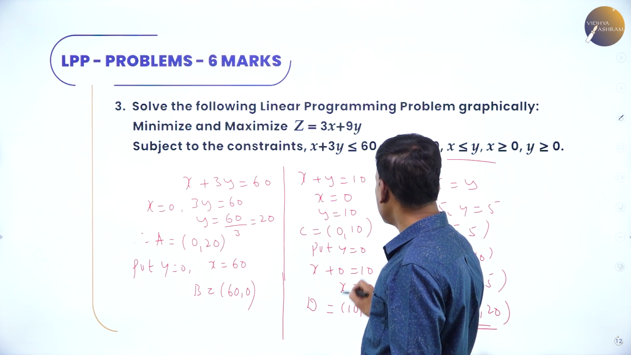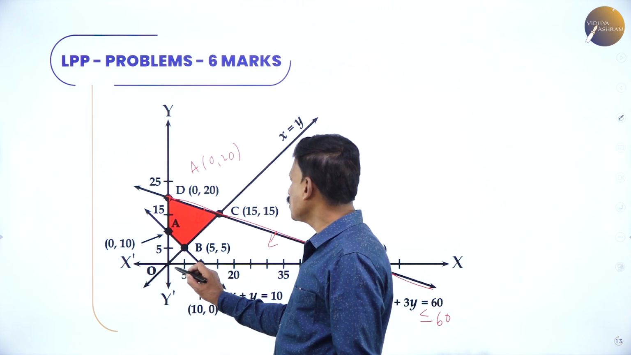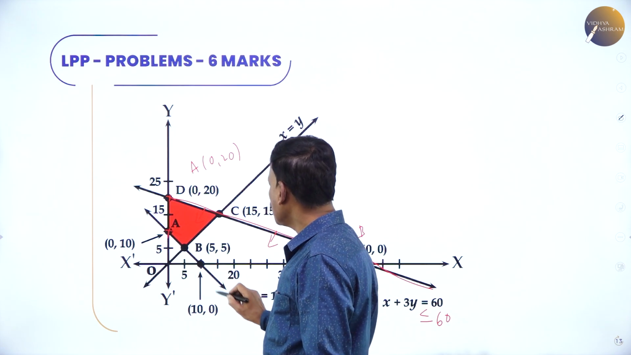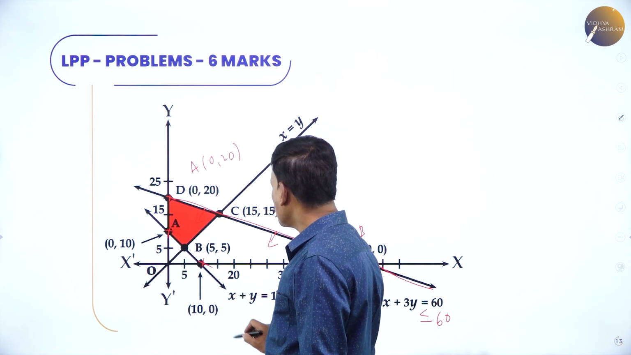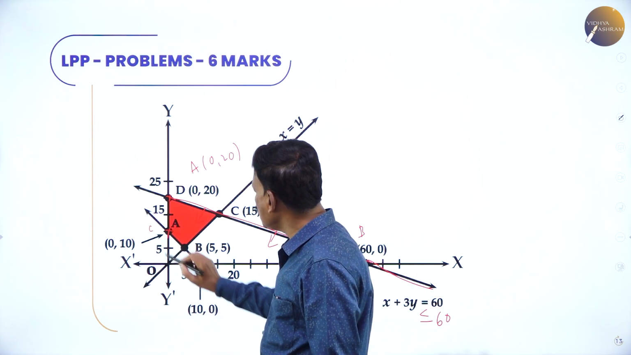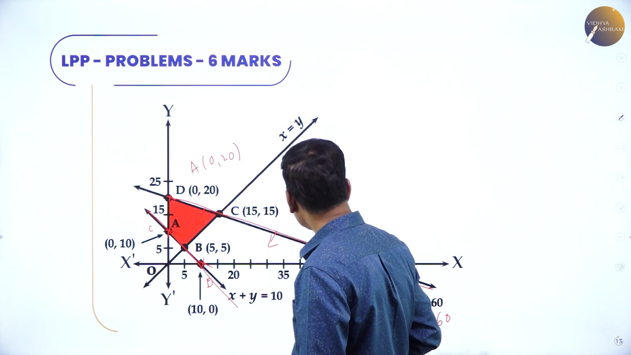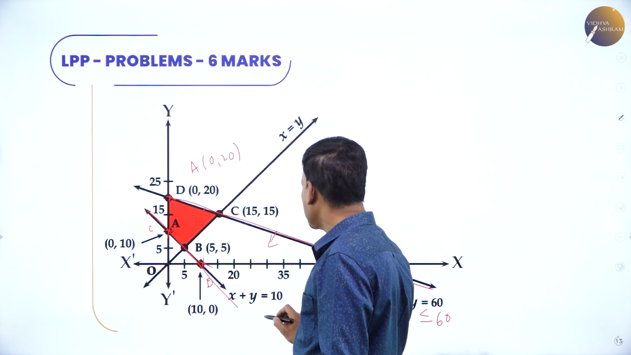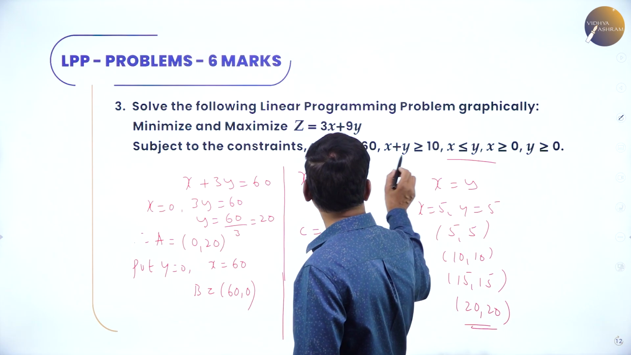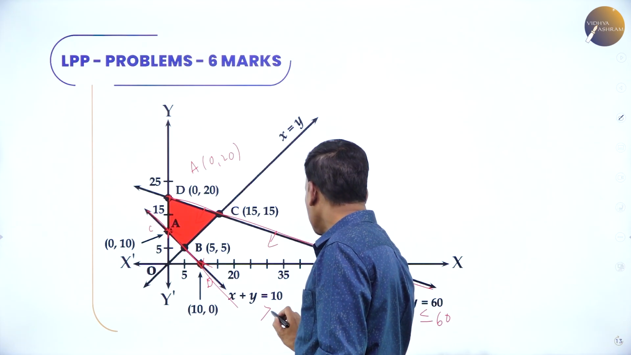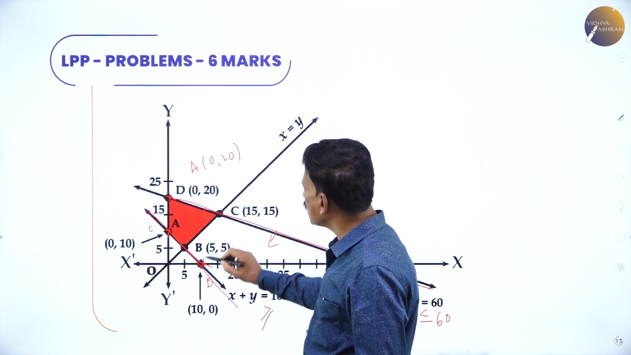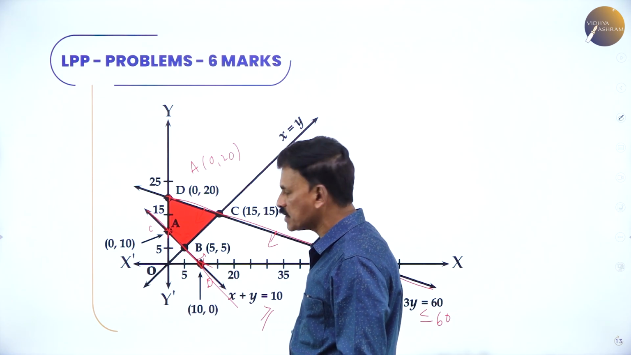x is equal to 0, y is equal to 10, and 10, 0. So this is the point C and D. So just draw a line like this. What is the curve here? x plus y is greater than or equal to 10. Greater than or equal to 10 means it is above the origin, moving in the upwards direction.